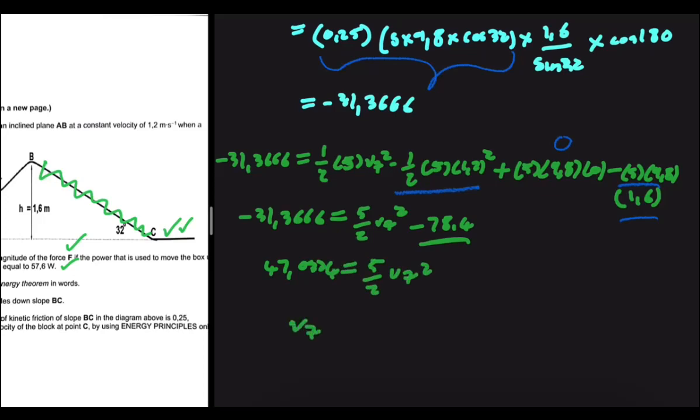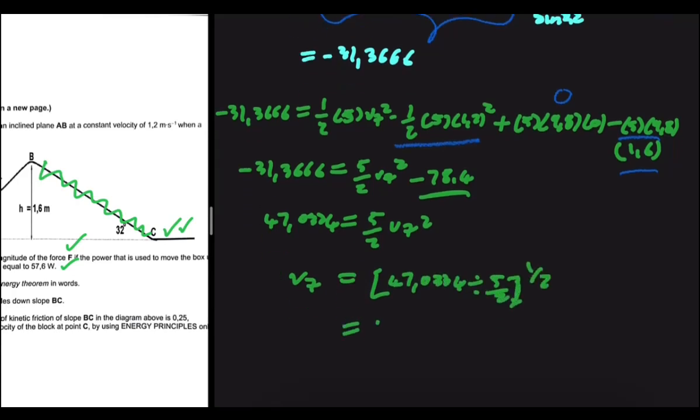So Vf will be equal to the square root of 47.0334 divided by 5 divided by 2, everything to the power of a half, which is equal to 4.34 meters per second.